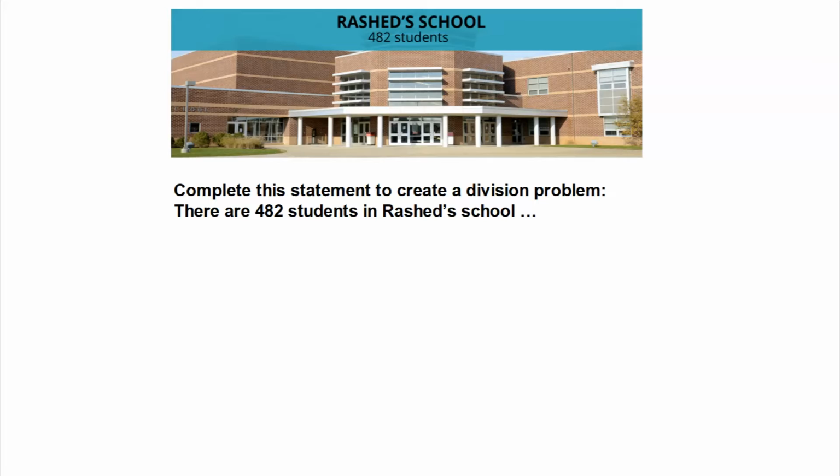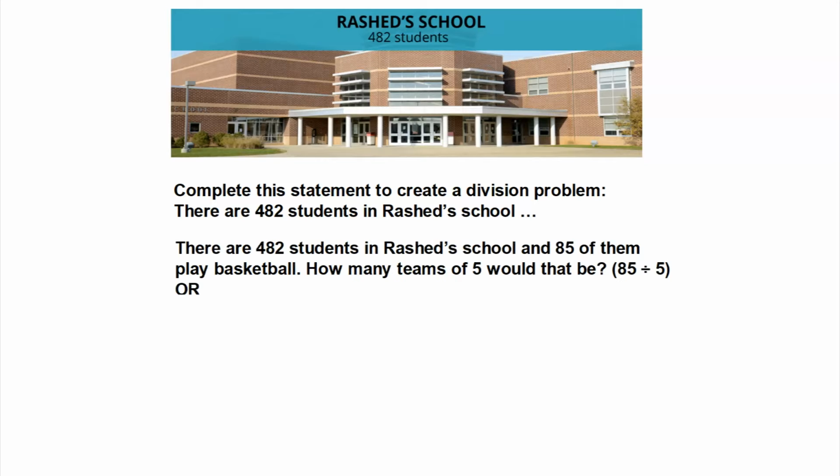There are 482 students in Rashed School. They're basically looking for us to create an example type of problem. So here's an example. There are 482 students in Rashed School, and 85 of them play basketball. How many teams of 5 would that make? And the answer, of course, is 85 divided by 5.